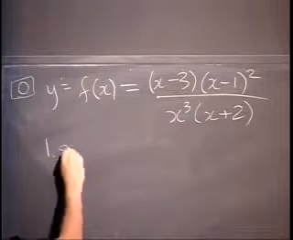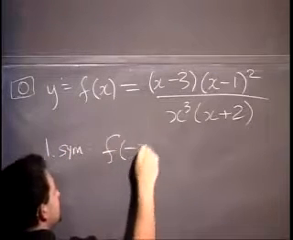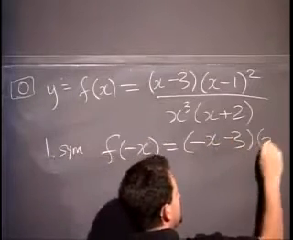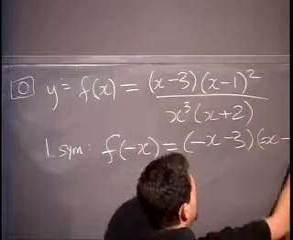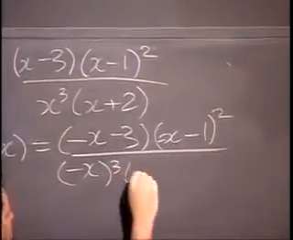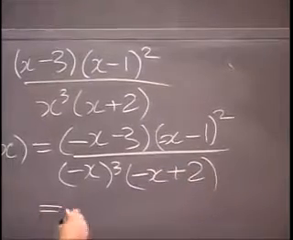First one was to check the symmetry. So if I plug in minus x, I get (minus x minus 3)(minus x minus 1) all squared over (minus x) cubed times (minus x plus 2). It looks like a bit of a mess. Let's pull out some minus signs and see what we get.